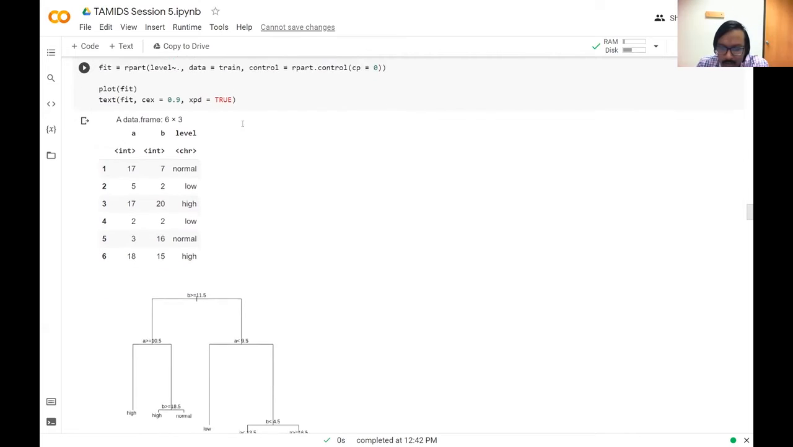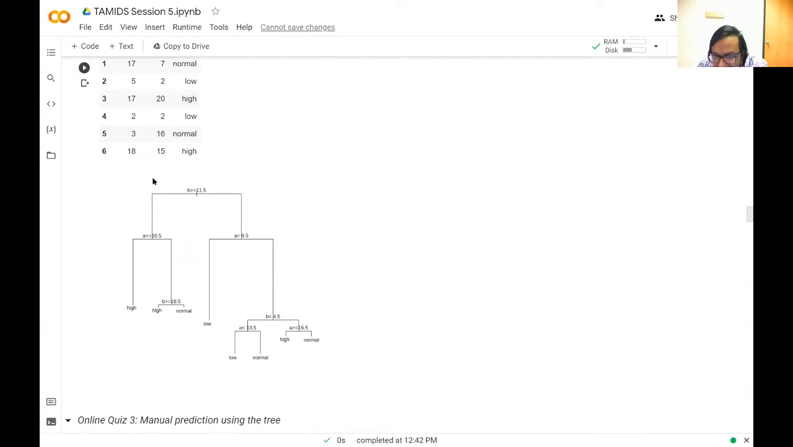So we are going to use the training data, and this is the tree that we have obtained. We are asking a lot of questions here. Is B greater than or equal to 11.5? Is A greater than 10.5? And so on. Remember that the yeses are the left branch. The no's are the right branch.